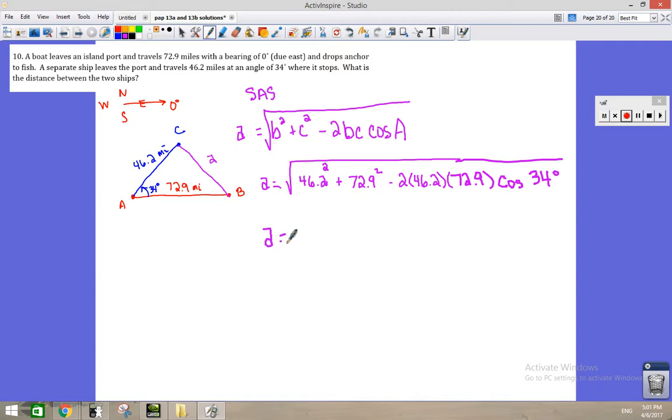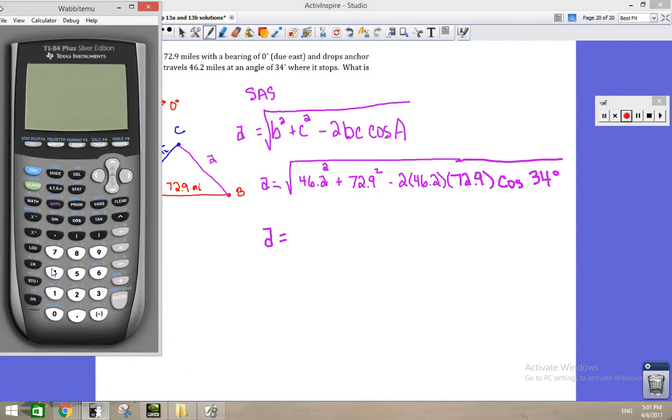Alright, so let's double check that we're in degrees. I've got it fixed around to 2 decimals, that's fine. Over these big distances, well, it gave us a tenth of a mile. Sometimes you just go ahead and round it to the nearest mile.